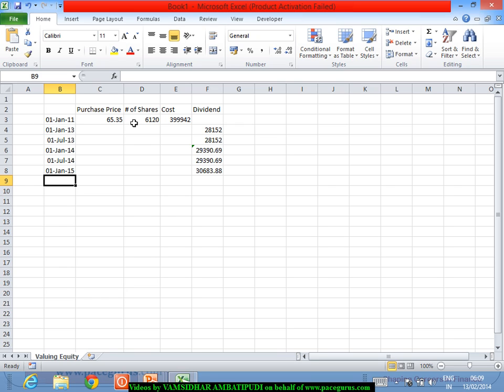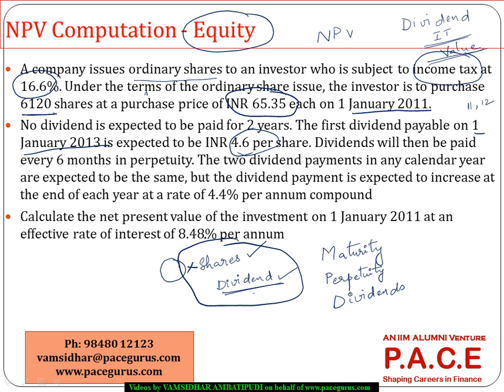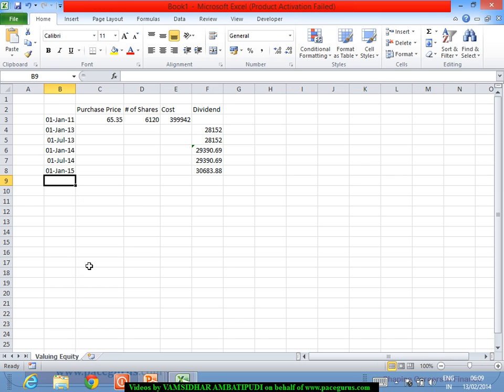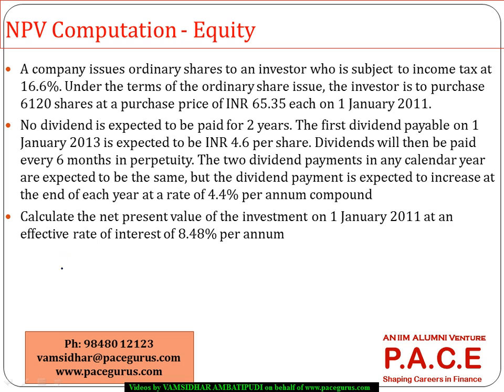Now all that I need to find out is the NPV of this entire process. The interest rate in this process is 8.48%. If I write it in notation form, the initial dividend is 28,152, and of course this dividend will be subjected to an income tax of 16.6%, so I'll subtract this 16.6%.